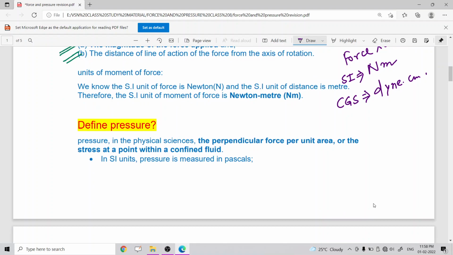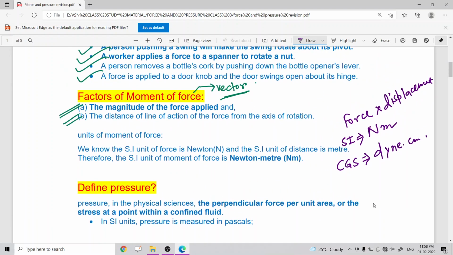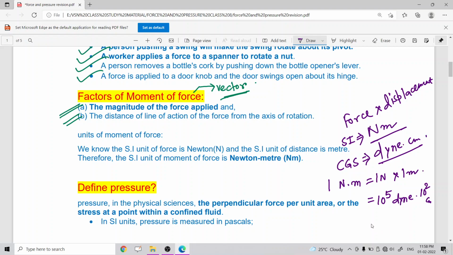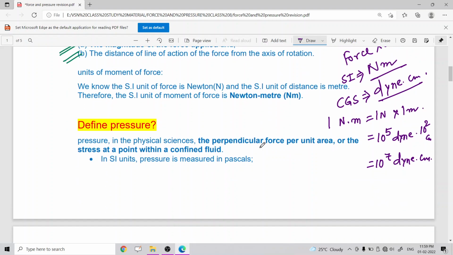Before discussing pressure, let us find out the relation between these two units: one is Newton meter and another is dyne centimeter. Simply, 1 Newton meter is equal to 1 Newton into 1 meter, and 1 Newton is equal to 10 to the power 5 dyne, and 1 meter is 10 to the power 2 centimeter. So the final answer is 10 to the power 7 dyne centimeter. This is the relation between the SI and CGS units of moment of force.